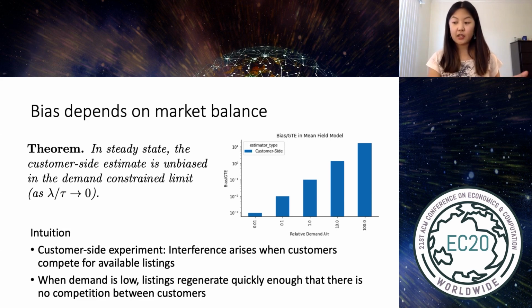What's happening here is that in a customer side experiment, the interference really arises when customers compete with each other for the available listings. However, when demand is low enough and there's enough supply, the listings will be regenerating quickly enough that there's no more competition between the customers. When one customer books, the listing will be regenerated by the time the next customer comes. And so there's no more bias.